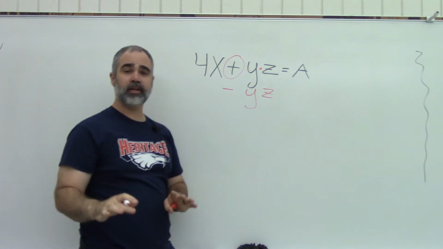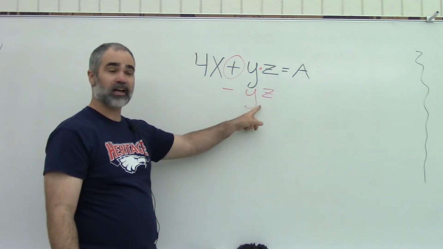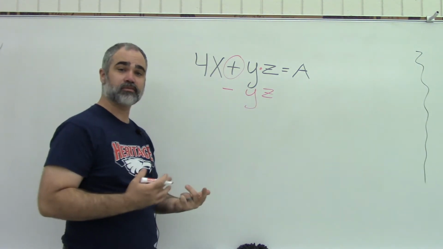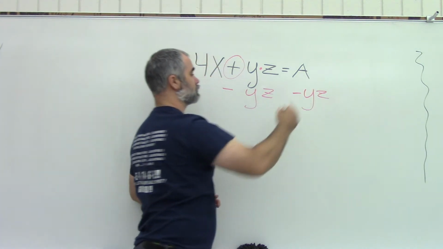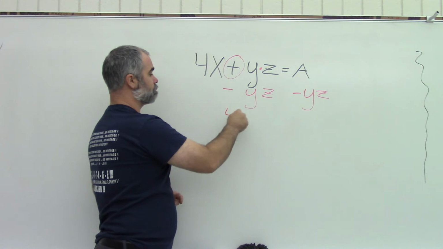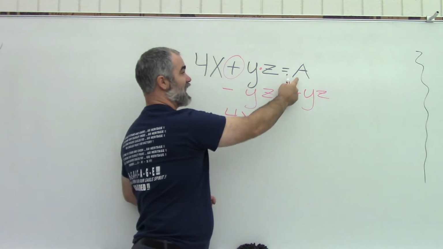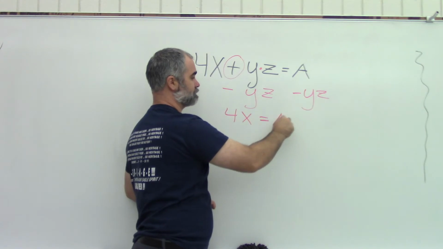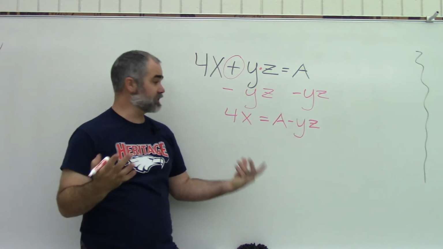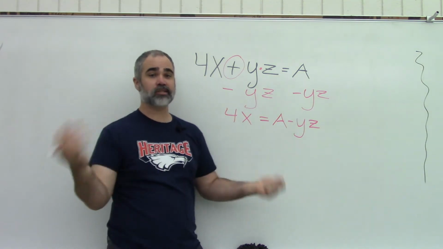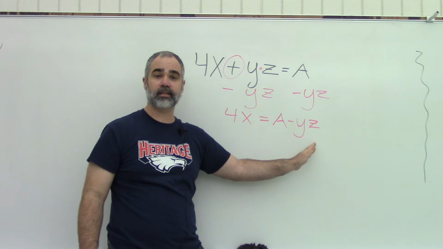Again, that looks weird, but remember, variables are numbers. I can subtract numbers, so I can subtract variables. I'm going to do the same thing on both sides because of the golden rule, which leaves me with 4x equals a minus yz. Now again, normally we'd be able to simplify this into one number, but because we have 3 variables, we don't know any of them, you don't simplify and you leave it like this.